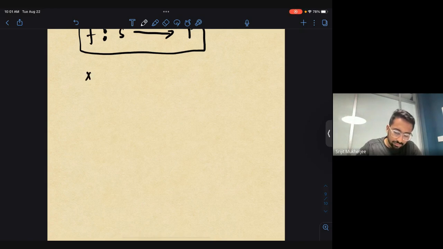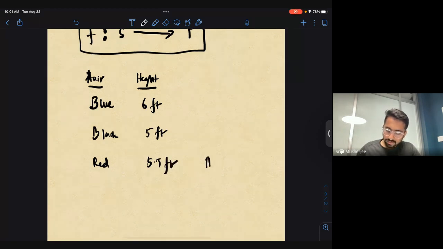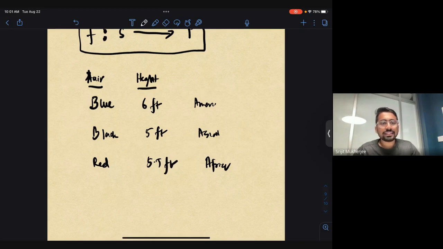For example, let's say you have two variables, like hair color and height. You have three data points: blue, height is 6 feet; black, let's say 5 feet; red, 5.5 feet. And let's say these correspond to Africa, Asia, and America. If this was a data set, it's already almost a function, right? The reason it's not is that blue, 6 feet can also correspond to Australia.